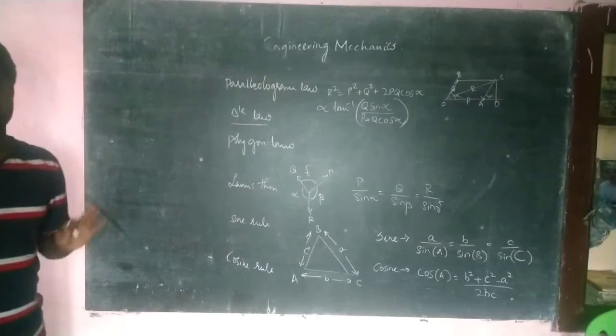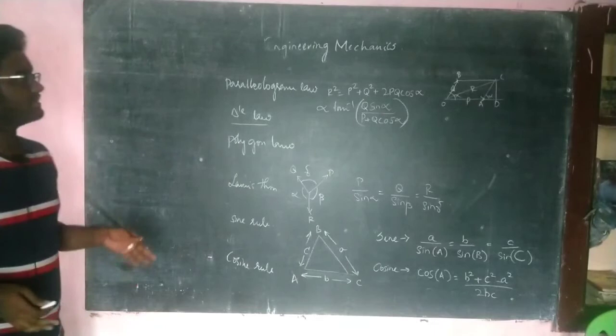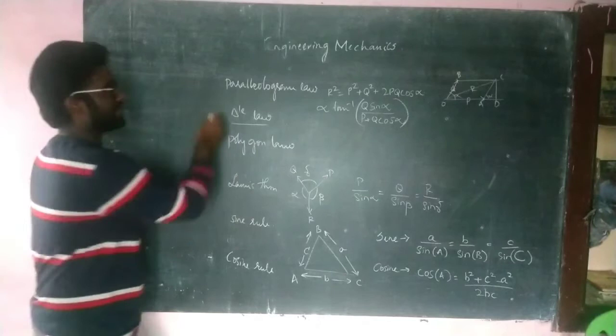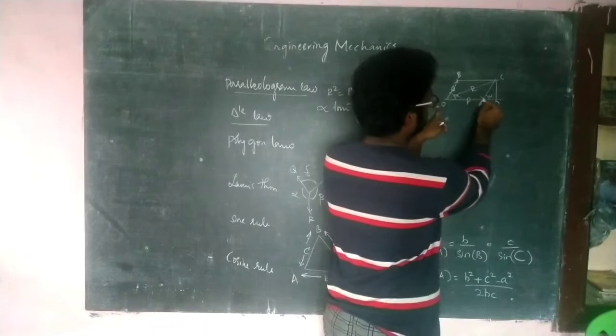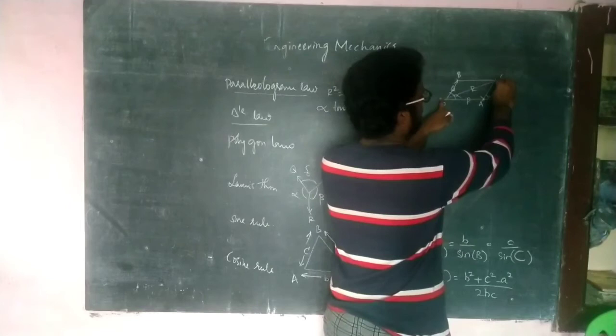Let us discuss some basic important formulas to solve the problems. Then we'll discuss the resolution of forces and all the problems. So to begin with, let us start with the parallelogram law. This is a parallelogram that you can see here. This is of magnitude P, this is of magnitude Q, and this is the resultant R, acting in this direction. So this is OA, OB and OC.